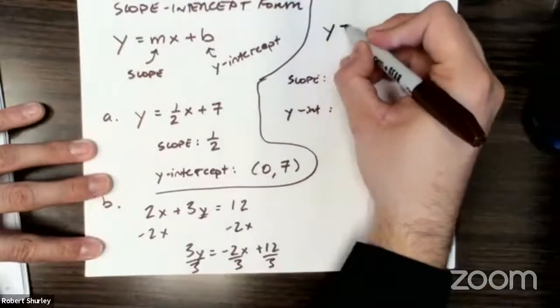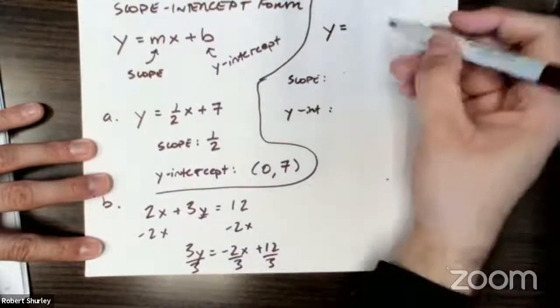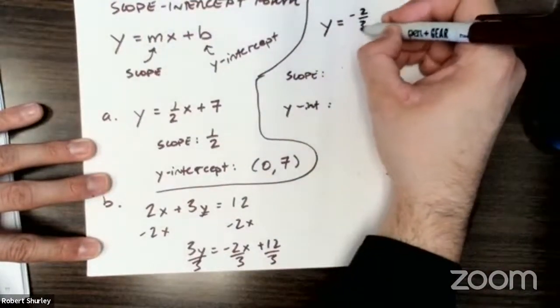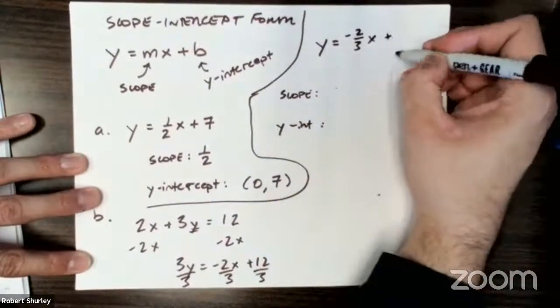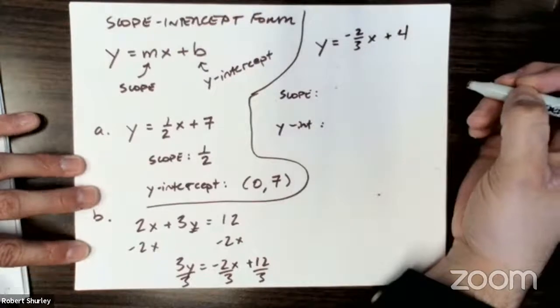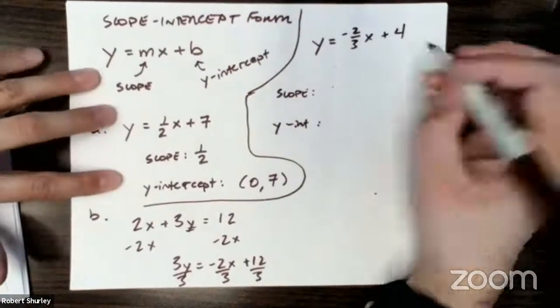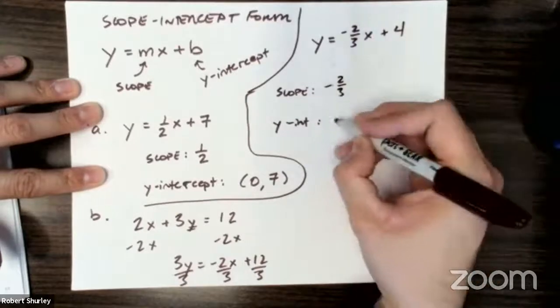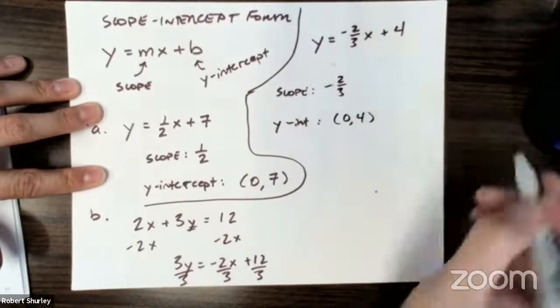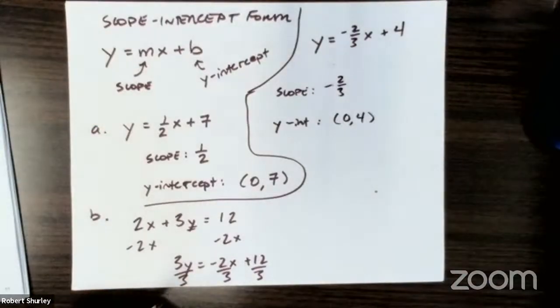So I wind up with y equals negative 2/3 x plus, well, 12 divided by 3 is just 4. So therefore, the slope for this one is going to be negative 2/3. And the y-intercept, remember, is 0, 4. Okay? It's 0, 4. And now we're going to go on.